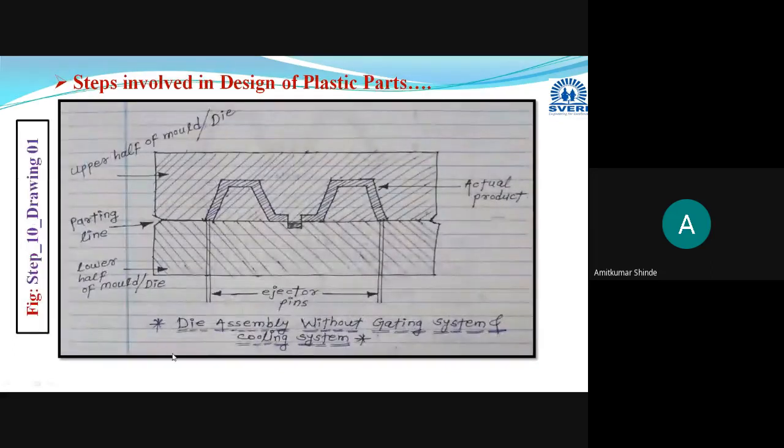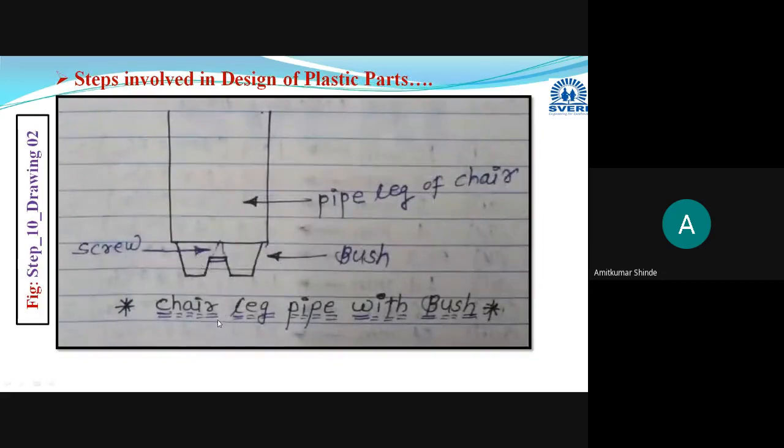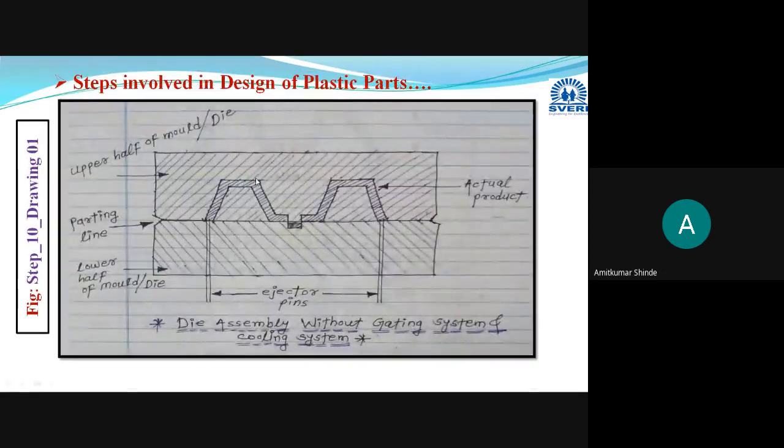At the end you have to draw these two diagrams. This is the chair leg pipe, and this is the bush with the boss. At this point the screw will be fitted. This dotted portion is for the screw. This is the chair leg pipe with the bush, and this is the design of the bush.